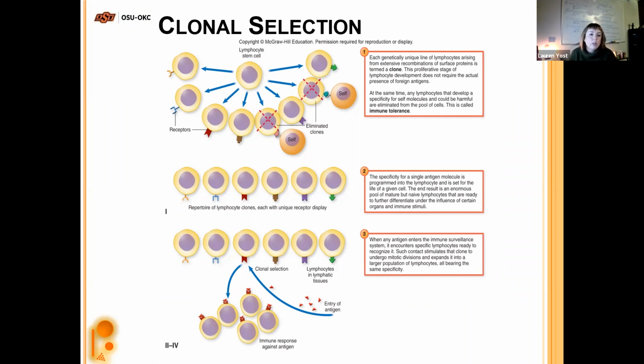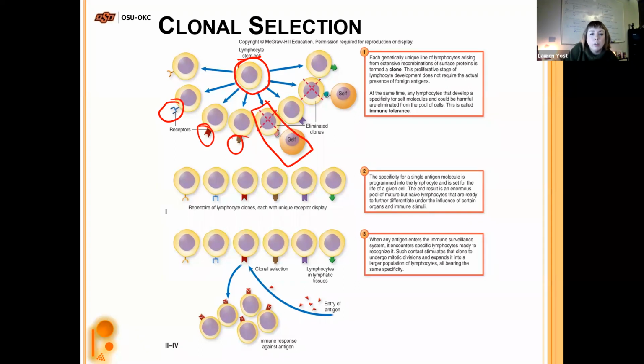Essentially, you have your stem cell, and then you have your precursors for whatever cell we're talking about, whether it's your B cell or whatever it is. So you have your stem cell here, and it's going to become a B cell, and it has all these different receptors on the surface out here, right? These ones originally are going to get targeted to see if they can interact with certain self molecules. If they do interact inappropriately with self molecules, we will eliminate those cells.